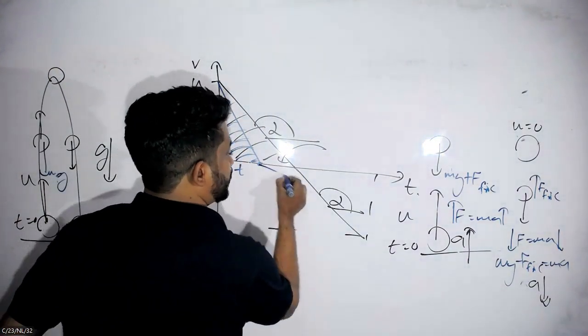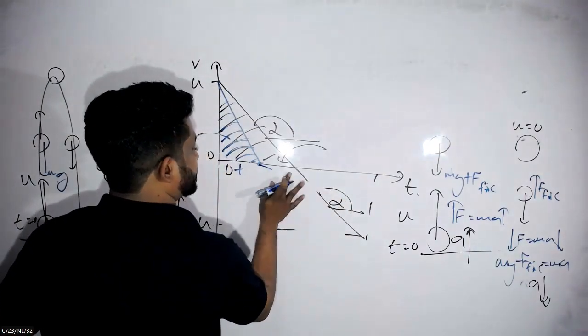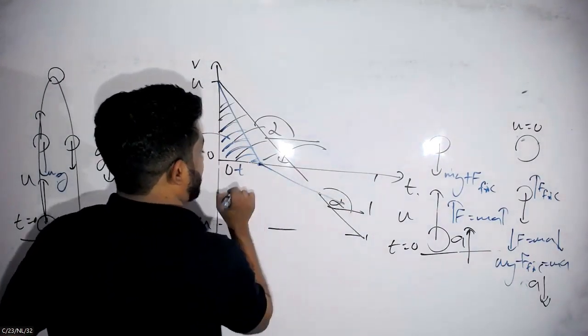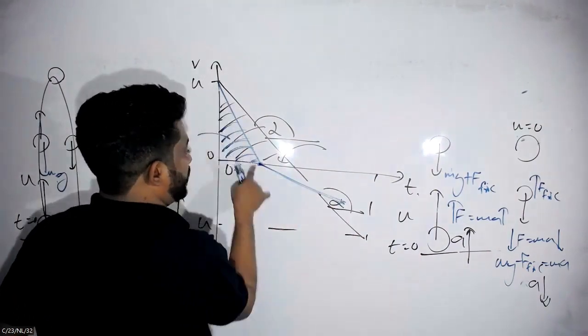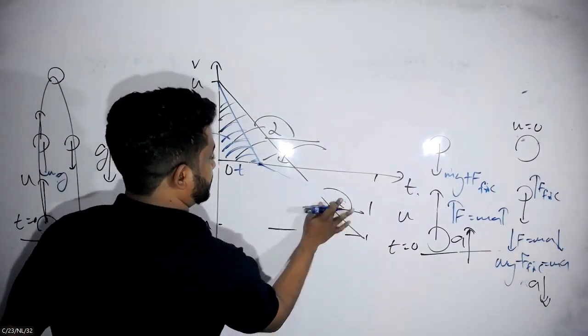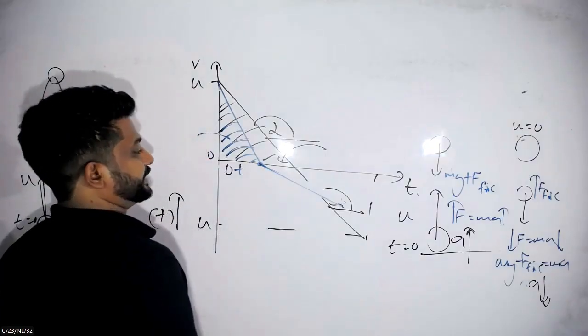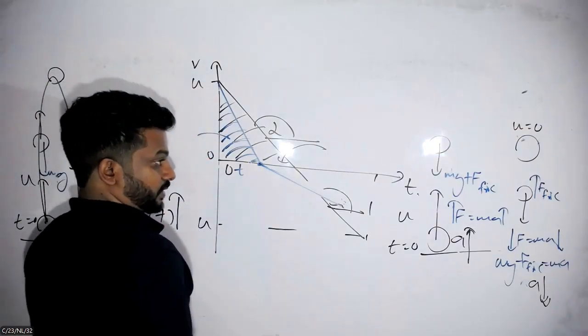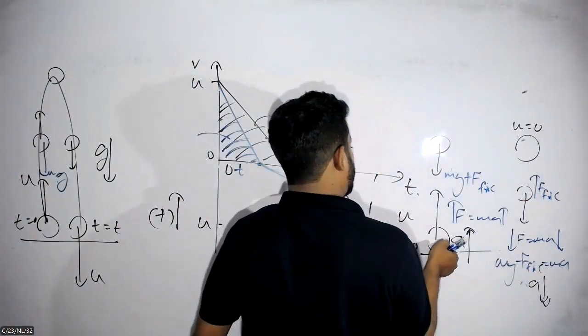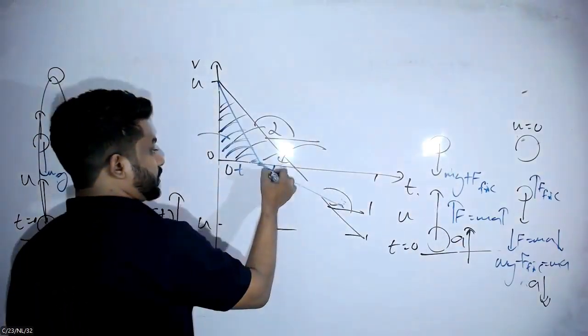When the slope reduces, you can observe that now this curve is not a straight line, right? But downward displacement should be equal to the upward displacement.